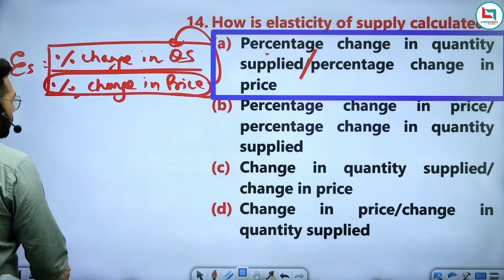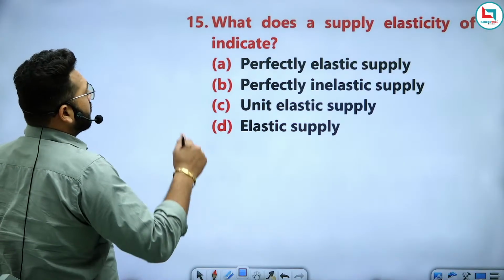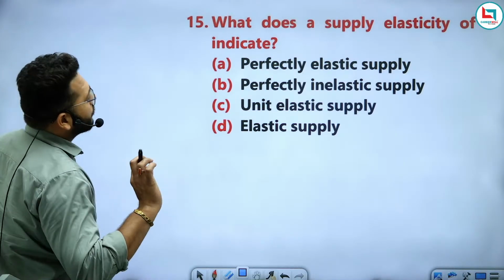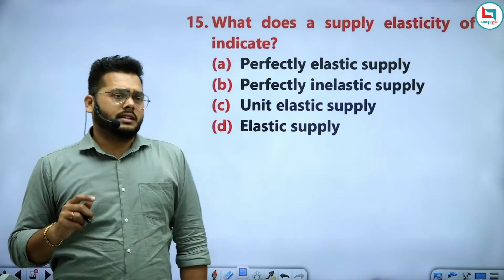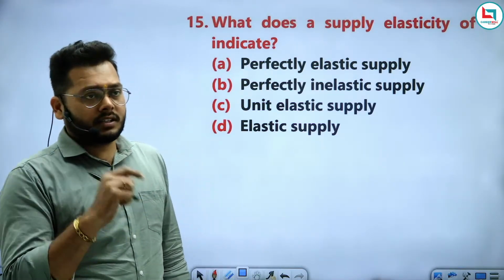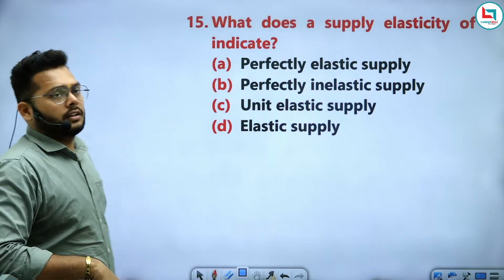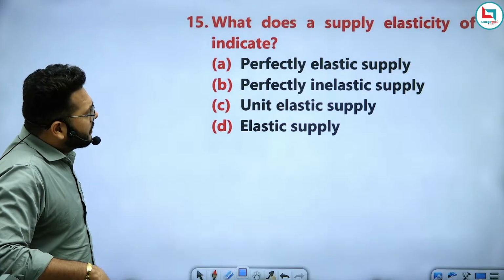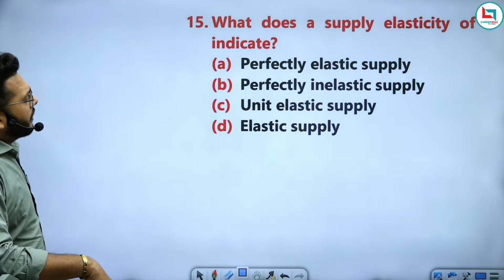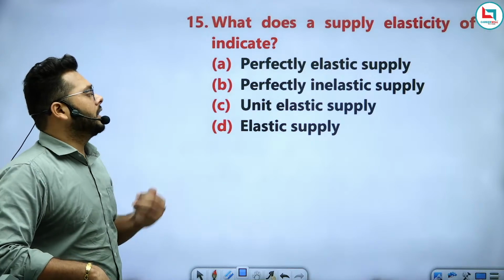Now next question. What does a supply elasticity of zero indicate? I have just told you, I have explained each and everything. Answer this question fast. What does a supply elasticity of zero indicate? Perfectly elastic supply, perfectly inelastic supply, unit elastic supply, or elastic supply?